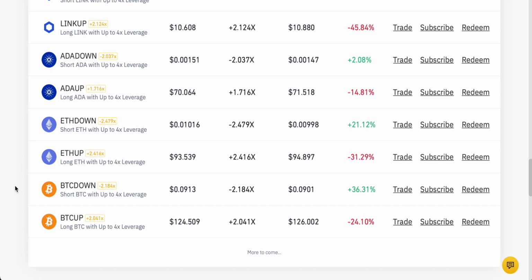And next I want to touch on up and down tokens. You can actually see 2 leverage tokens per cryptocurrency. You can see an up and a down. So BTC up and down, Ethereum up and down. Let's start on up first. So we have Ethereum up and Bitcoin up. These leverage tokens will move in an exaggerated way along with the price of the underlying cryptocurrency.